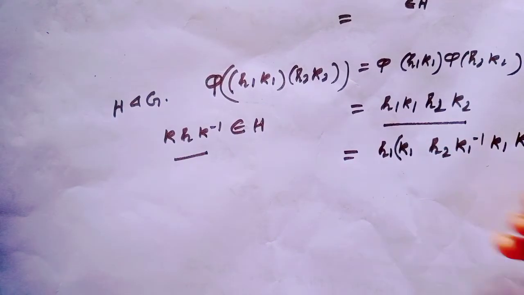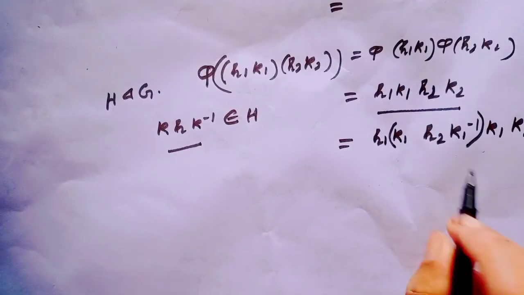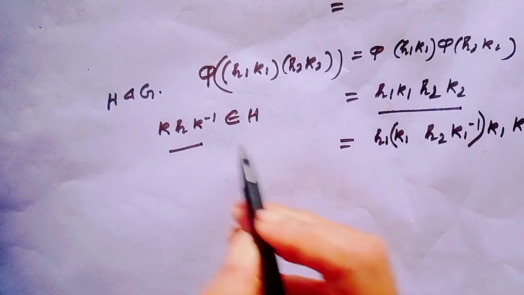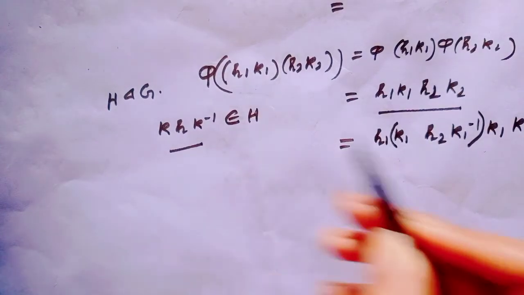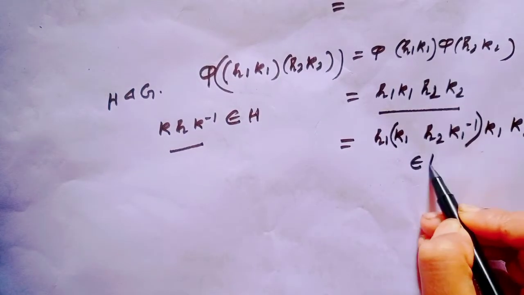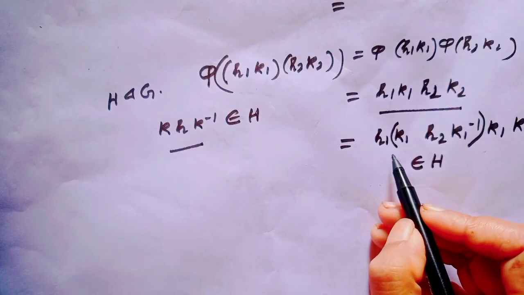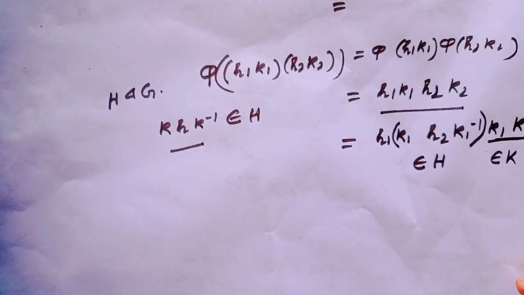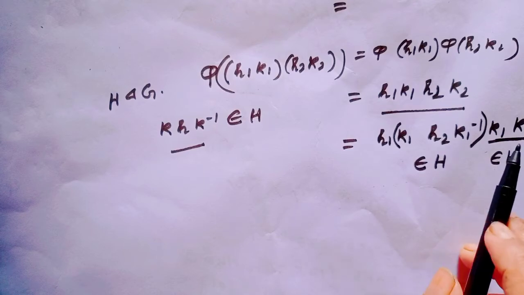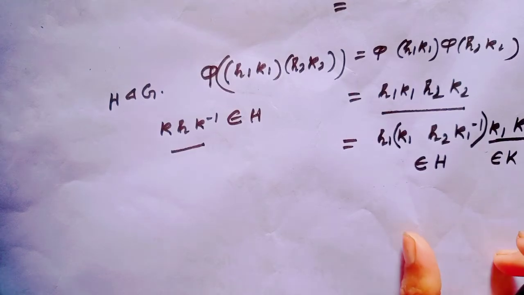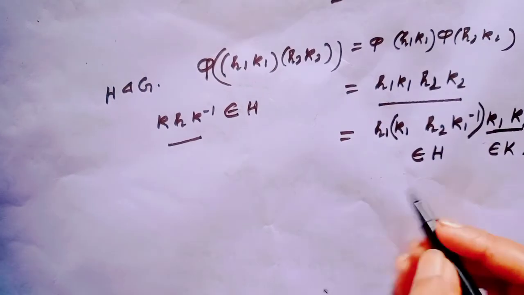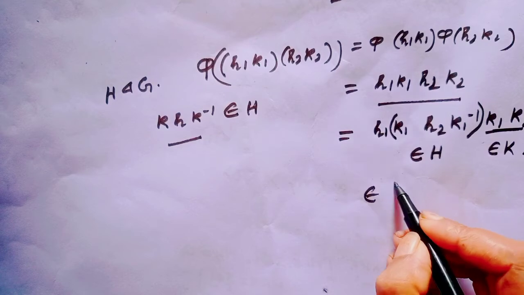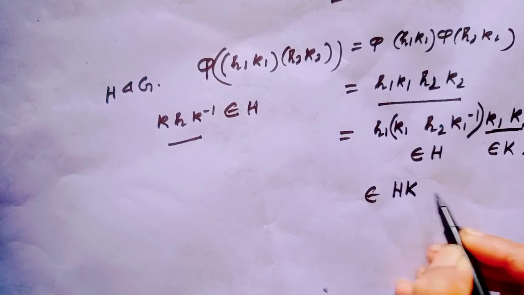And if we group this part, then notice this part is a member of capital H, because H is a subgroup. This is also a member of capital H, and this part is a member of capital K. That means this is actually a product of something in capital H and capital K. That means this belongs to capital HK.